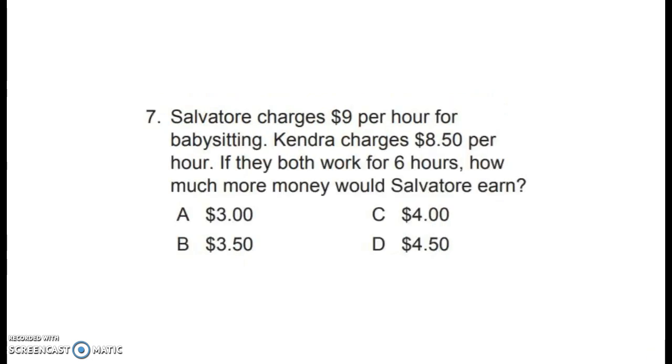Number 7. Salvatore charges $9 per hour for babysitting. Kendra charges $8.50 per hour. If they both work for 6 hours, how much more money would Salvatore earn? A, $3. B, $3.50. C, $4. D, $4.50.